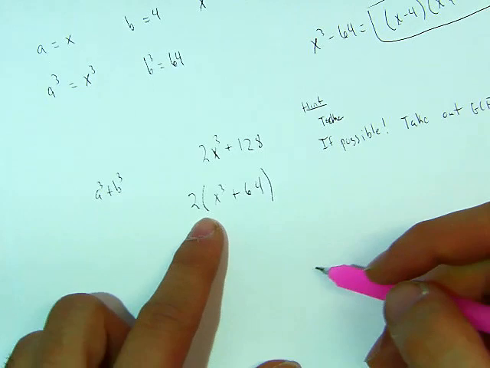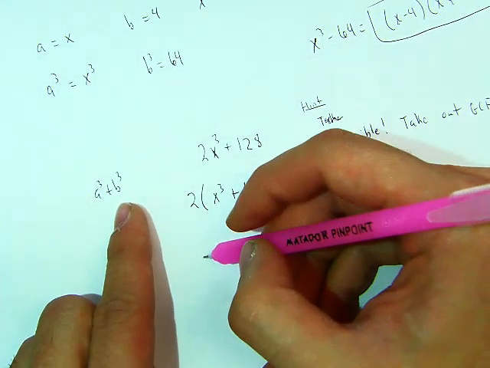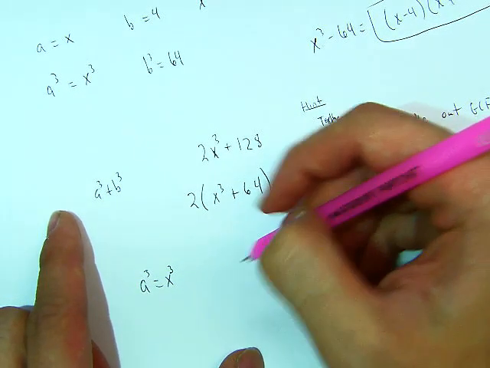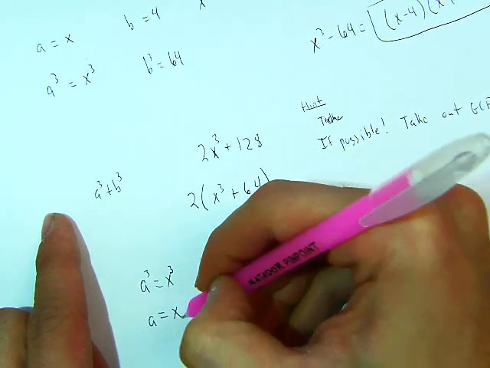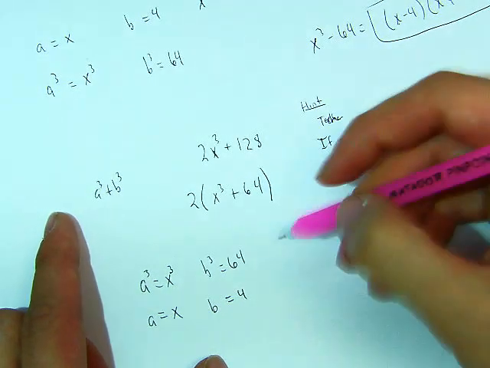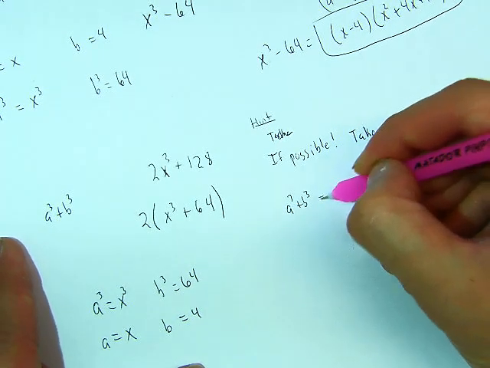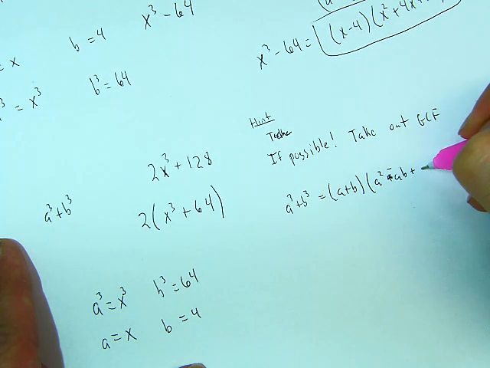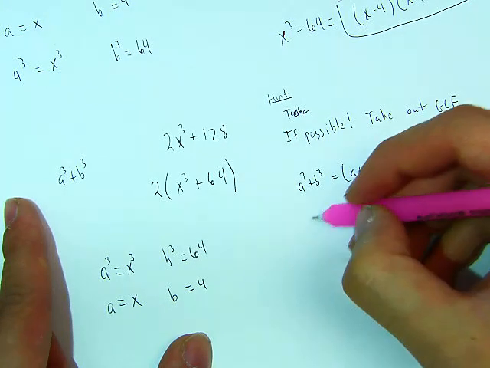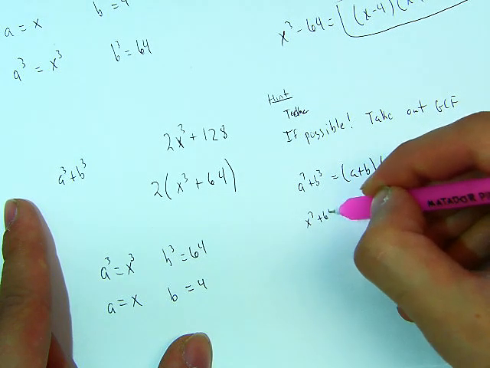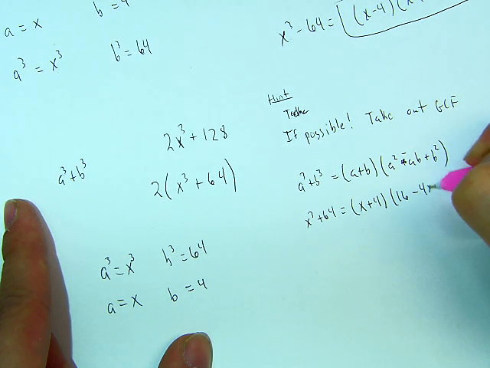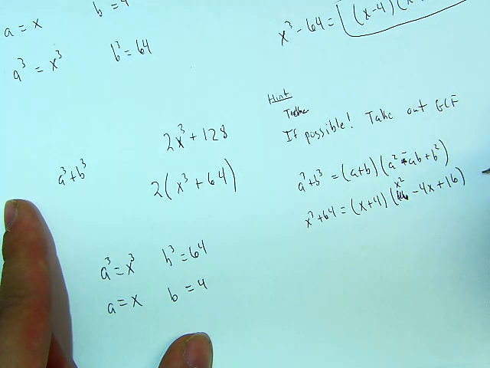Okay, so let's go back to the problem. We have 2 times this. And now this, we factored out, but this is equal to what? You should know by now, if a cubed is equal to x cubed, and b cubed is equal to 64, then a is equal to x and b is equal to 4. So I could just substitute that into the a cubed plus b cubed formula, which is a plus b times a squared minus ab plus b squared, right? You just substitute it in. So then you know that x cubed plus 64 is equal to x plus 4 times x squared minus 4x plus 16, right? And that's what this is.